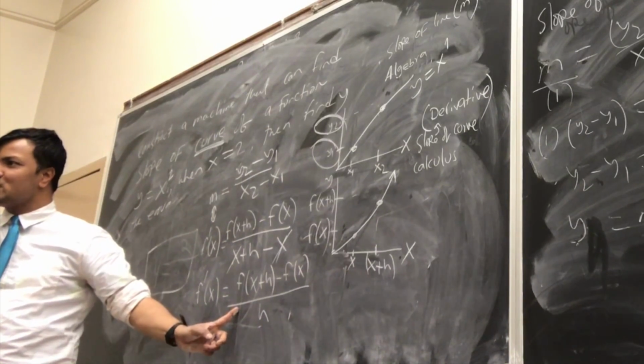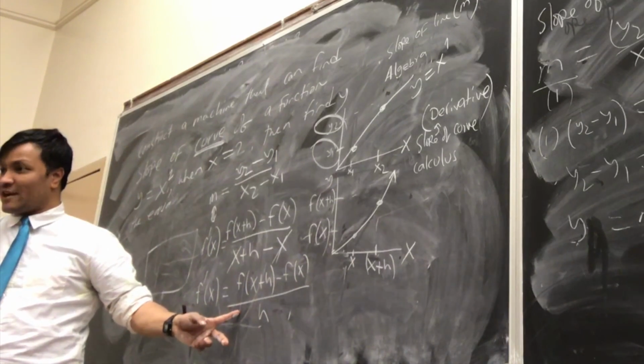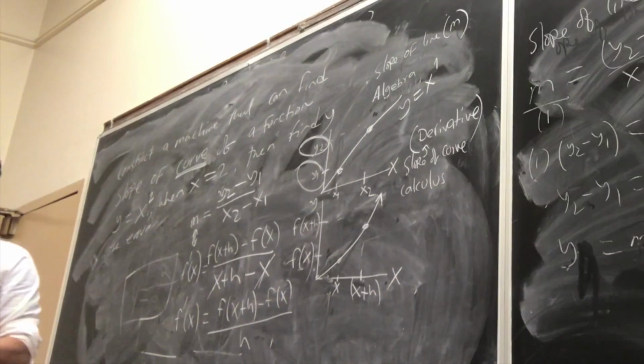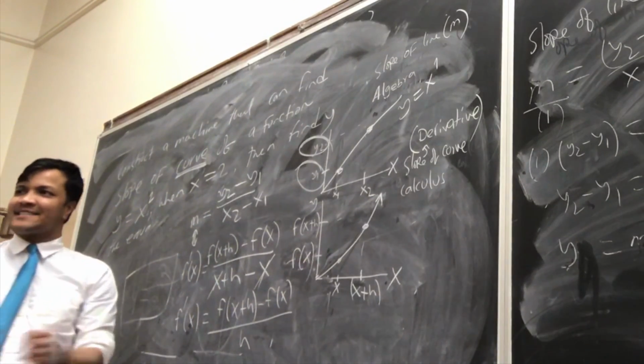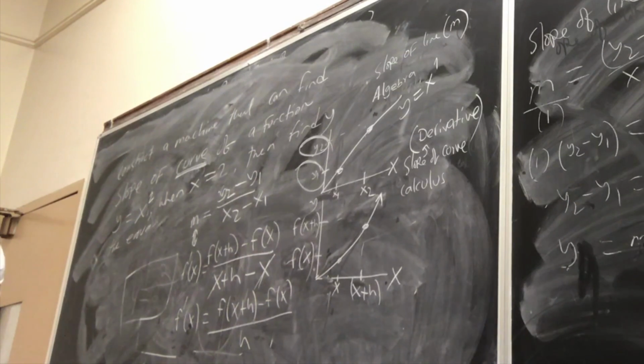This is almost the definition of derivative. The best creation of the human mind. Almost. Did I say almost? Almost. How can we make it? Where should we add the missing part?